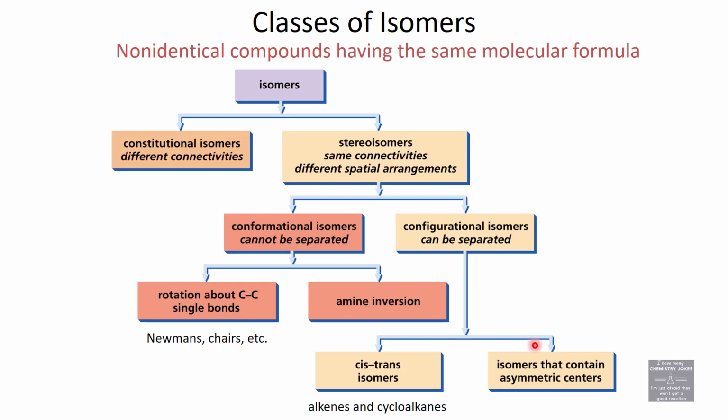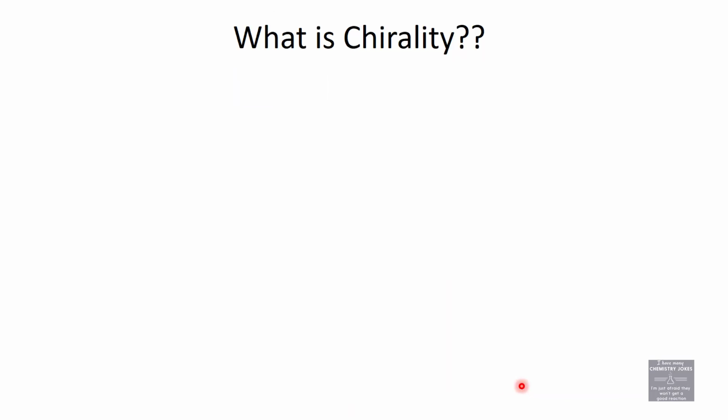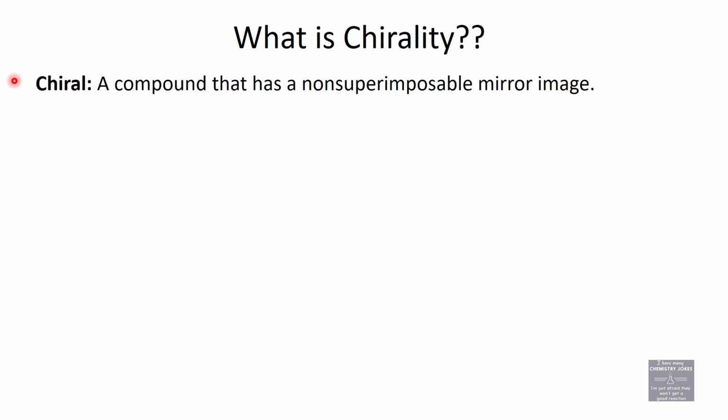So let's talk about this other class of isomers that we have not discussed yet. Isomers that contain asymmetric centers. We'll define asymmetric centers in a moment, but before that, let's define chirality. What does it mean to be chiral? A chiral compound is a compound that has a non-superimposable mirror image.